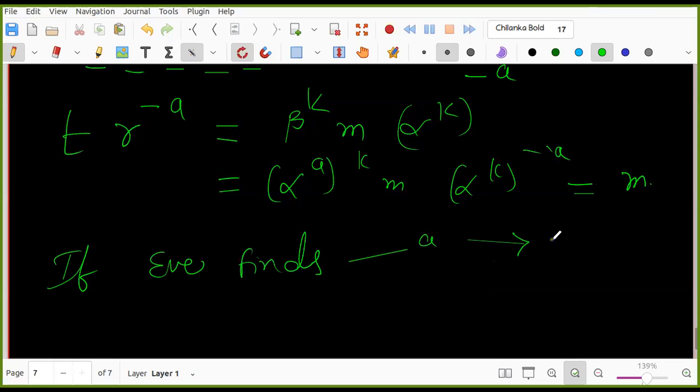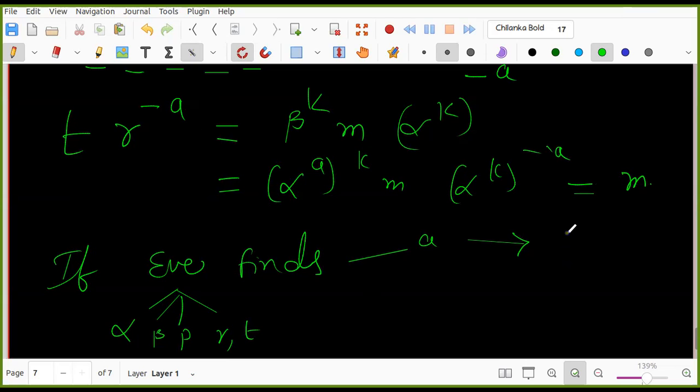Beta and alpha, P, R, T are known to Eve also, right? Public alpha, public beta, public P first. Now R and T are also made public. But from this message, only Bob can get it, because he only knows A. Suppose Eve knows A, then automatically she also gets it like Bob, right?